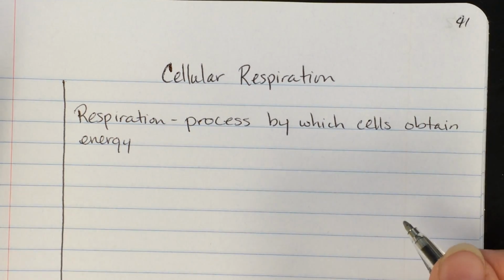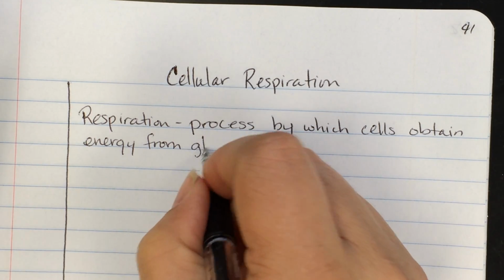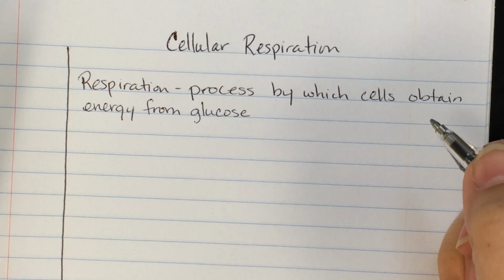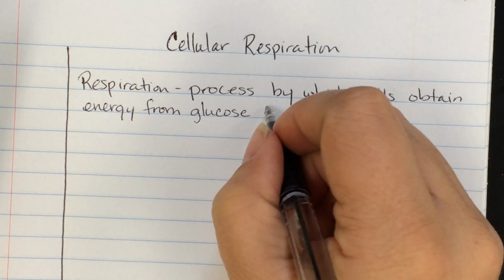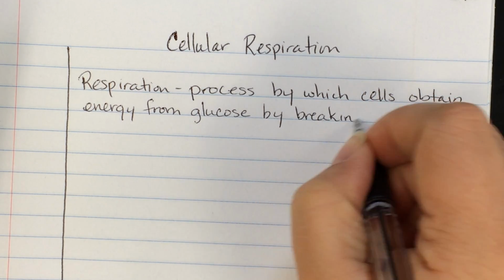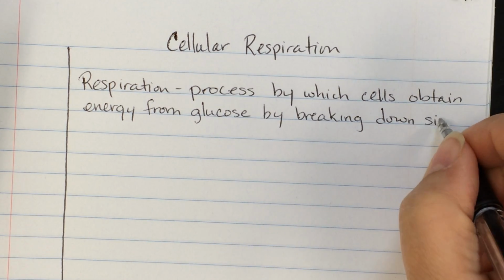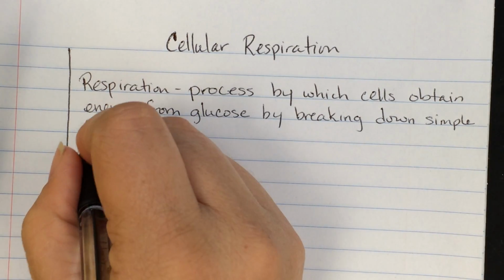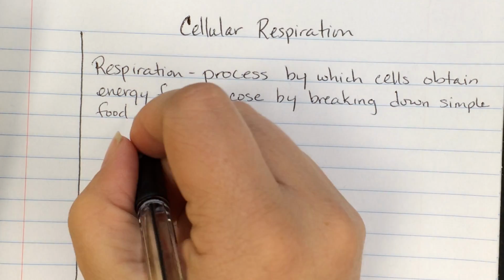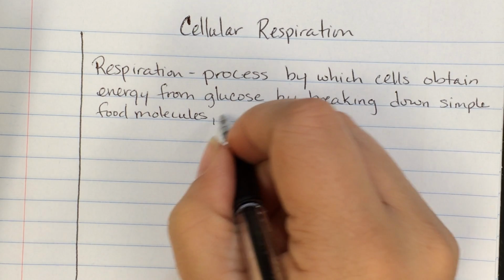Now, where are they going to get the energy from? Glucose. And we can get it from other molecules too, but we mostly study glucose, oddly, because it's the most complex. So, get energy from glucose by breaking down, little chemical reaction happening here, simple food molecules, such as sugar.